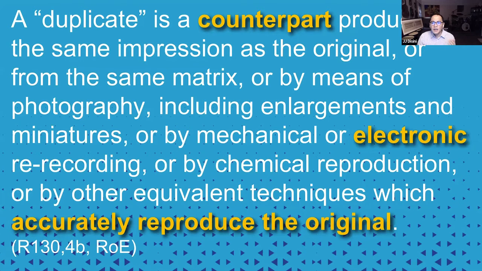So if you create it by electronic means, then theoretically, for example, if I scan a document or take a photograph of a document with my phone, I've created a counterpart or a duplicate by electronic means. Theoretically, that falls within the definition of duplicate under the rules on evidence. If so, then it would seem that an electronic document, or at least an electronic duplicate of a paper document, would be admissible under the rules on evidence.